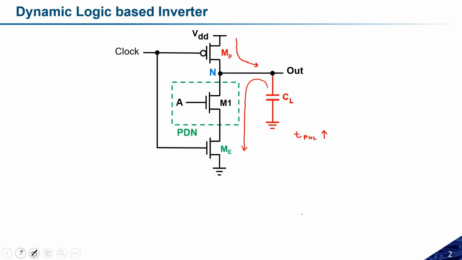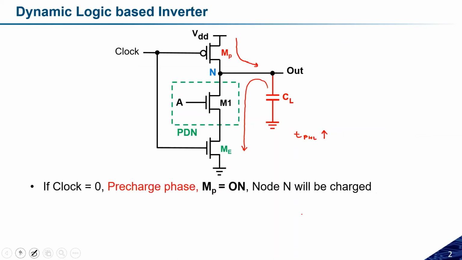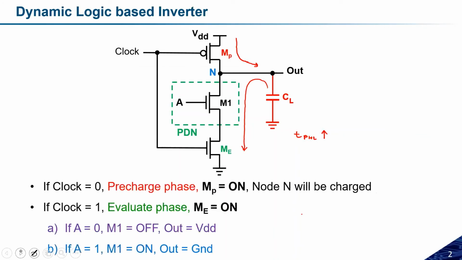Okay, so we discussed how we can design the dynamic logic based inverter, and we had some problem with this one, because during the TPHL, the discharging of this capacitance, two transistors are involved, and if two transistors are involved, the effective TPHL is going to increase. Okay, if the size is same, TPLH will remain same, but TPHL is going to increase by 2 times if M1 and ME are of same size.